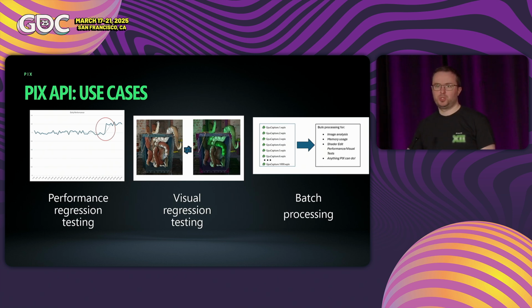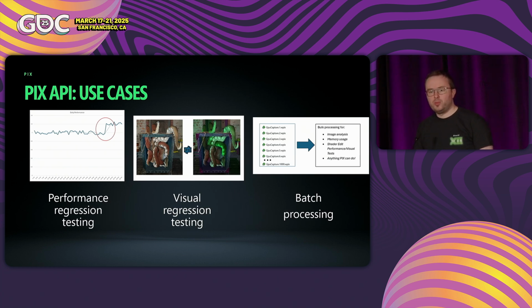Does it have the object on screen that it should have on screen? And so you can start identifying visual regressions in an automatic way through the PIX API. And the third somewhat related use case is just simply batch processing of these PIX captures.